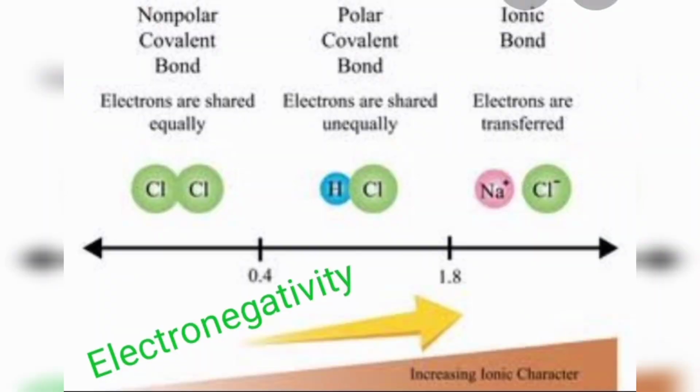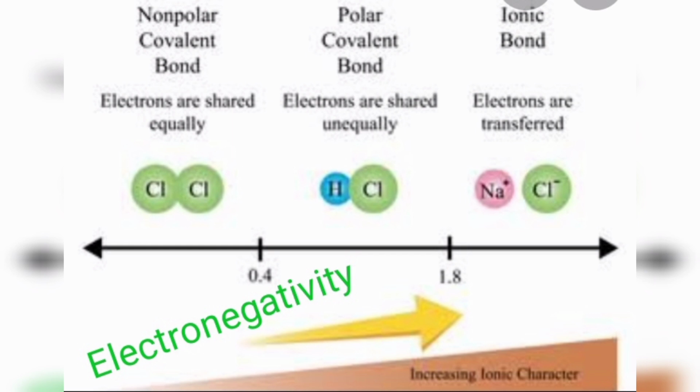Okay, so now see the character of some compounds. Non-polar is a covalent bond, made by a covalent bond. Electrons are shared equally. Okay, so the next is polar covalent bond.